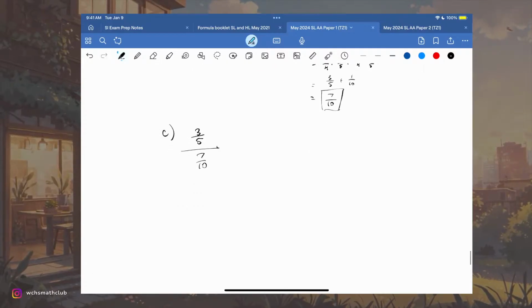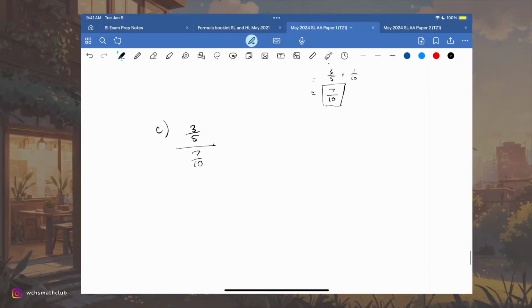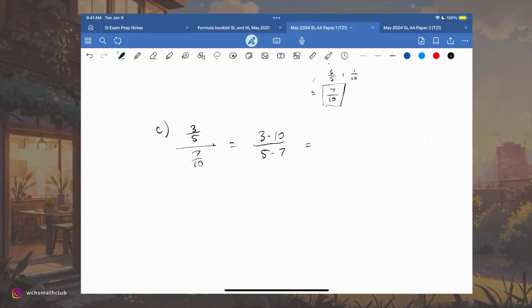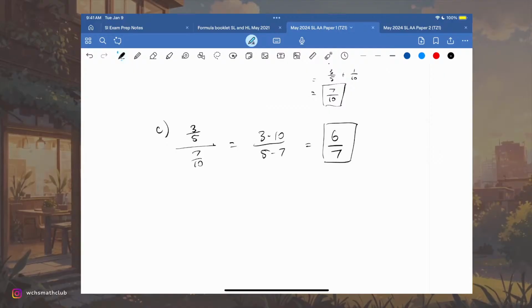Okay, and so here we can just simplify this as 3 times 10 over 5 times 7, or you can essentially cancel these 5s out and you get 6 over 7. And that is your final answer.